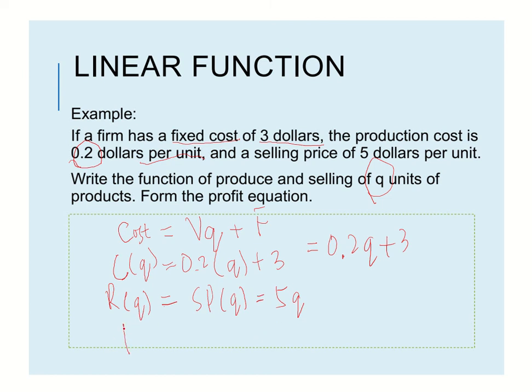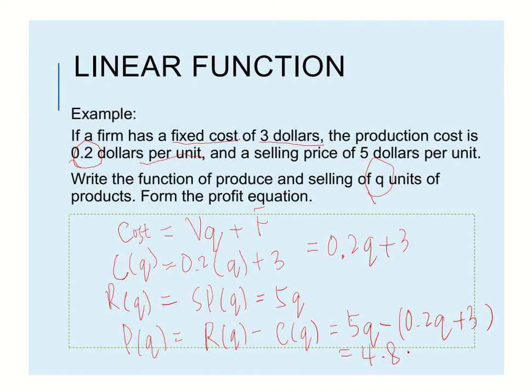Now finally, what is the profit? The profit also depends on the quantity. It will be the revenue minus the cost. Therefore, it will be 5Q minus the cost 0.2Q plus 3. So it will be 5Q minus 0.2Q, which is 4.8Q minus 3. This will be the profit.